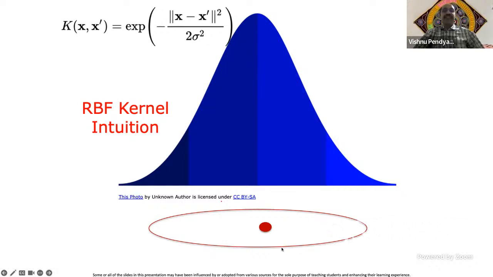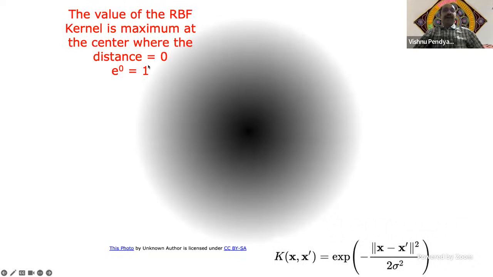And as you can see, the influence of every point in the training data set is in the form of a circle, radial. The influence is radial. It is better illustrated like this. So the influence of the point is really high in the center, and it wanes exponentially as the point moves away. So the value of RBF kernel is maximum at the center, where the distance is 0, and it reduces with the distance exponentially, right?